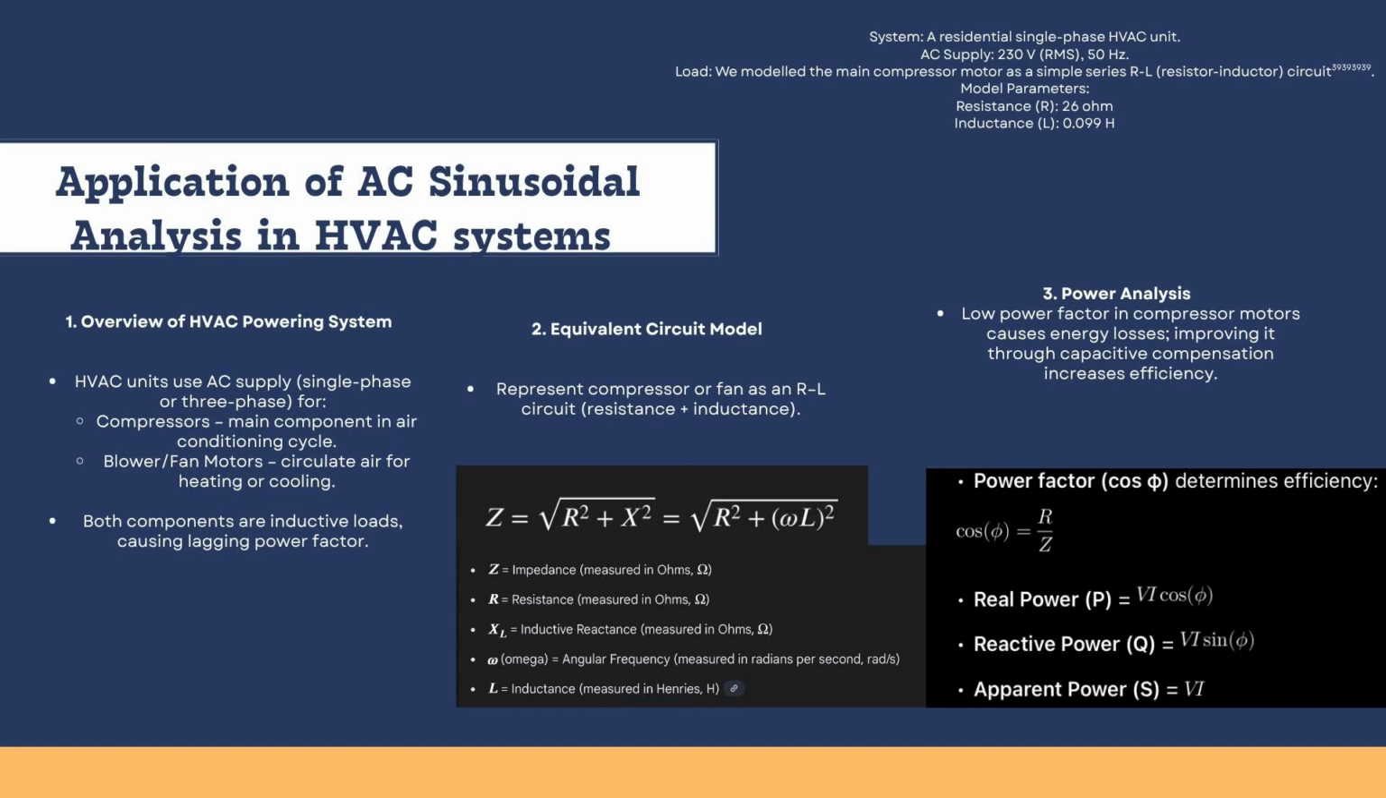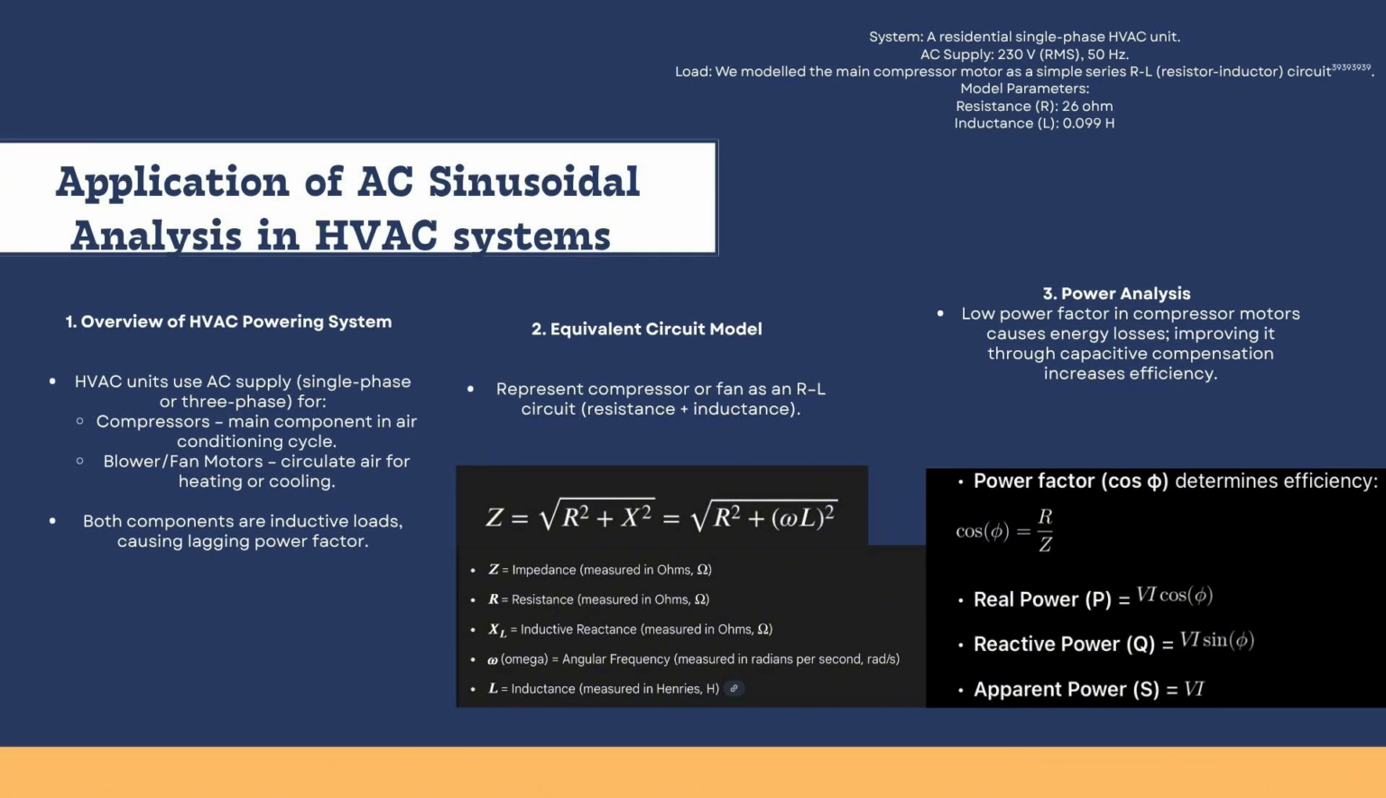So even though the system draws electrical power, not all of it is converted into mechanical work or cooling. That's why the power factor becomes less than 1, and the system uses more current than necessary. To solve this, we can add a capacitor to the circuit.